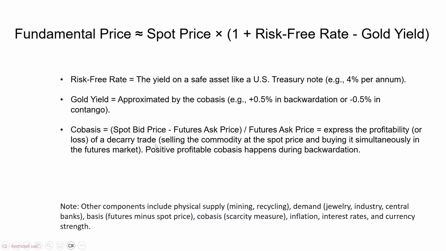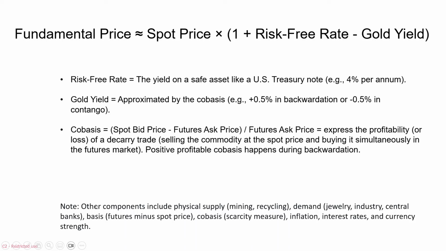Conversely, today we do not have a backwardated gold chart. We have a contango gold futures curve. So the spot price is 3,300 currently, and the futures is 3,500. So you have a negative number. So you are unprofitable in your de-carry trade. Okay, so this is the co-basis, which is the same as the gold yield. And we input all these numbers and we find the fundamental price of gold.